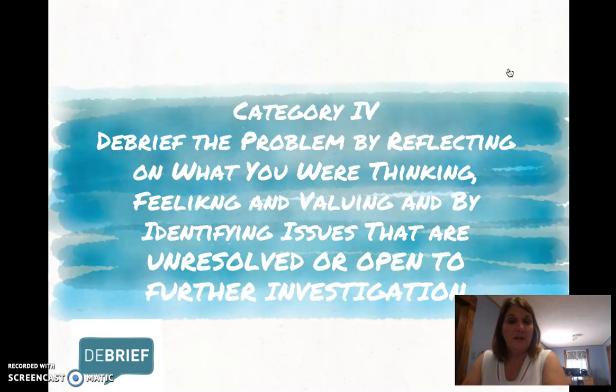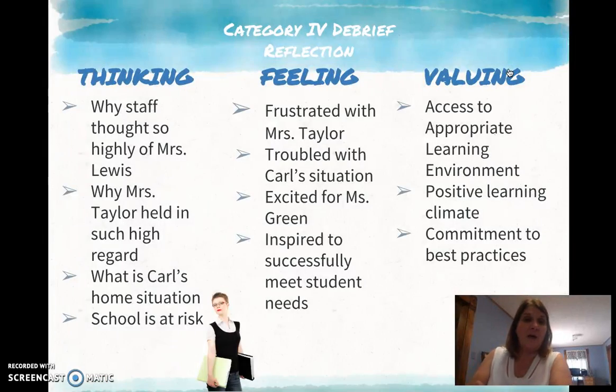Category 4, debrief the problem by reflecting on what you were thinking, feeling, and valuing, and by identifying issues that are unresolved or open to further investigation. I was thinking why the staff thought so highly of Mrs. Lewis, and then also why Mrs. Taylor was held in such high regard.